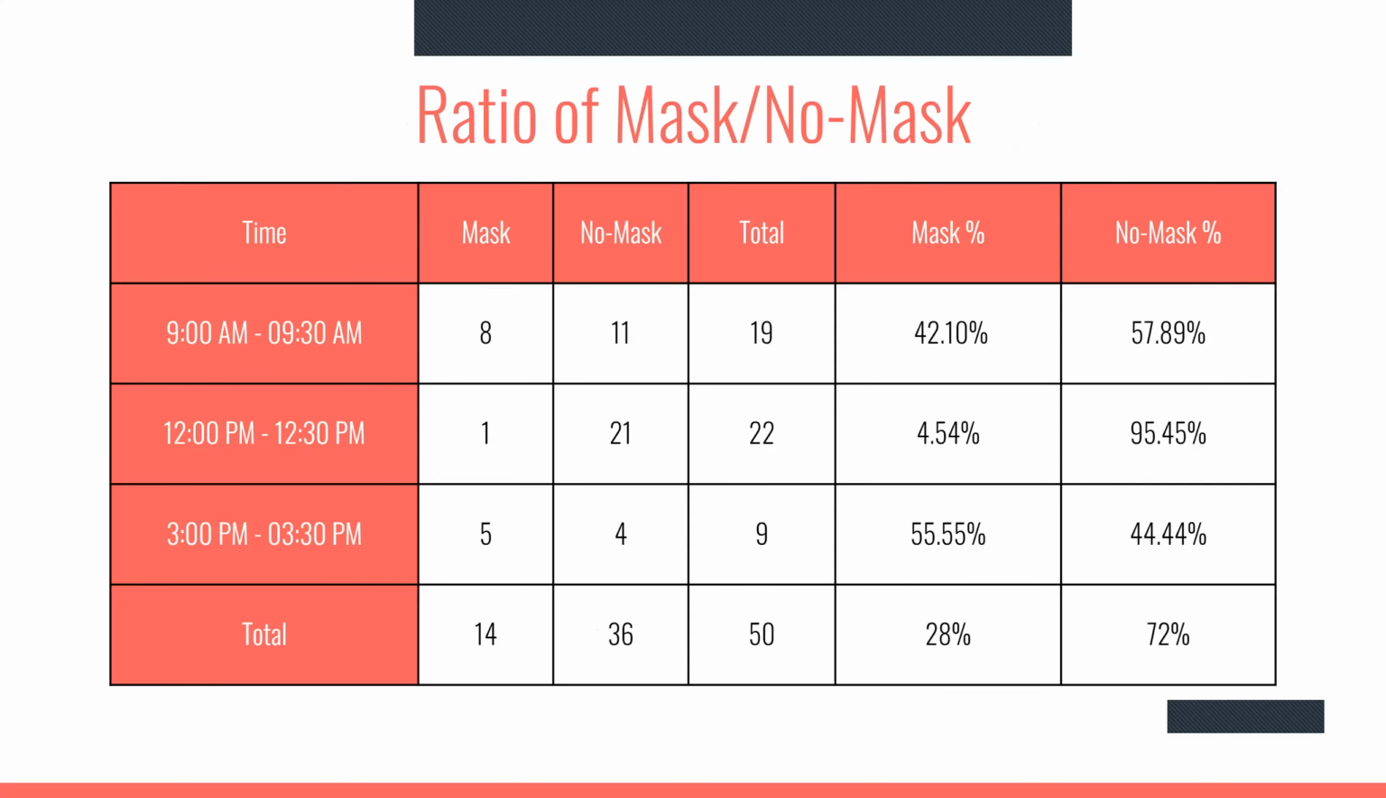So here, it's basically a summarized version in a table format. We have 3 different time sessions and a total. And we have a column for a mask, no mask, and a total. And we also decided to put the mask and no mask into percentages.